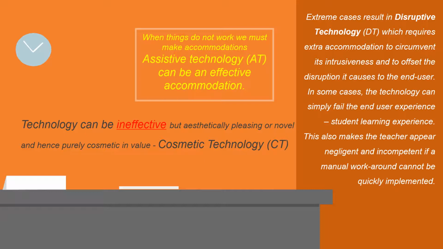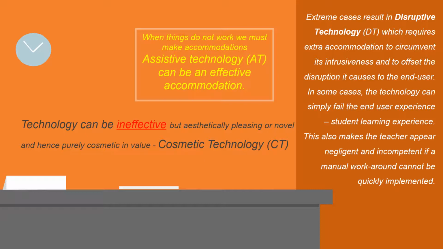Technology, though, can be ineffective, but aesthetically pleasing or novel, and hence purely cosmetic in value. And so in my previous paper, I defined that as cosmetic technology. Now, at the polar end of assistive technology, instead of technology helping us in any way, we can of course have disruptive technology. So these are technologies which require extra accommodation to circumvent the intrusiveness and to offset the disruption it causes to the end user.